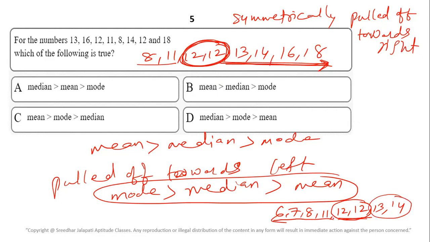So this is called the data pulled up towards the left. For this information, you will see mode greater than median greater than mean. Whereas for the given information where the data is pulled up towards the right, mean greater than median greater than mode. So if you know this point, you can answer without finding mean, mode, median.